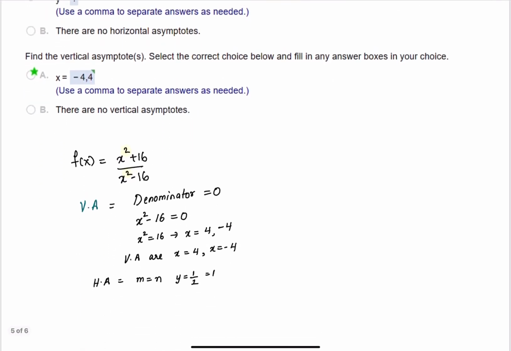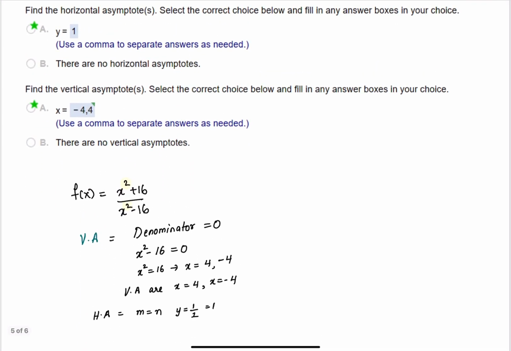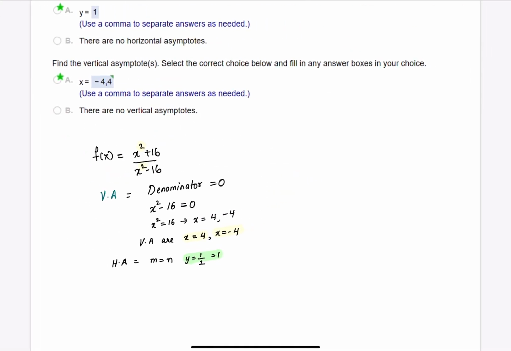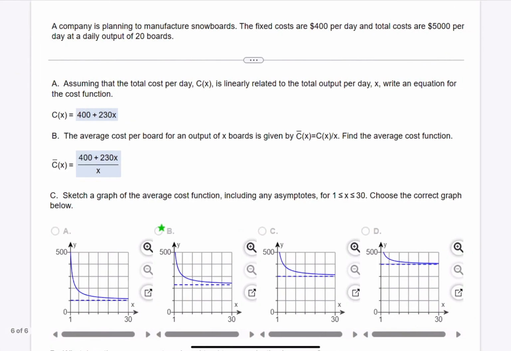Okay, so that is going to be your horizontal asymptote and vertical asymptote. Remember, horizontal asymptotes are y equal to, and your vertical asymptotes are x equal to. Now let's go ahead and take a look at the next problem.